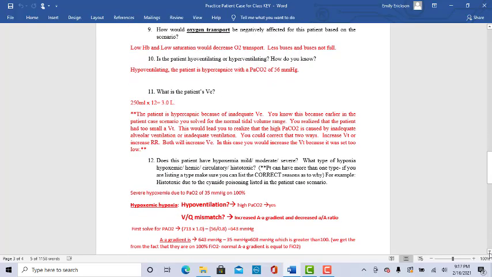So does this patient have hypoxemia, mild, moderate, or severe? What type of hypoxia does this patient have? Hypoxemic, hemic, circulatory, or histotoxic?